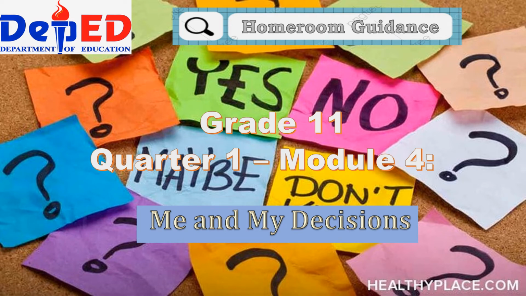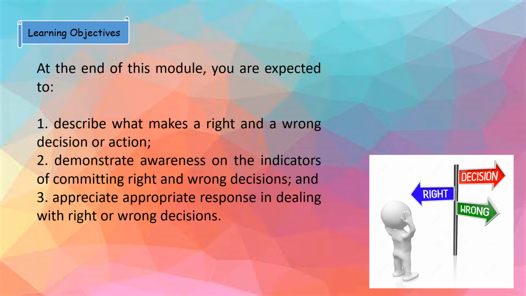For today's video, we are going to discuss the Homeroom Guidance of Grade 11, Quarter 1, Module 4, entitled Me and My Decisions. At the end of this module, you are expected to, number 1, describe what makes a right and a wrong decision or action. Number 2, demonstrate awareness of the indicators of committing right and wrong decisions. And number 3, appreciate appropriate responses in dealing with right or wrong decisions.